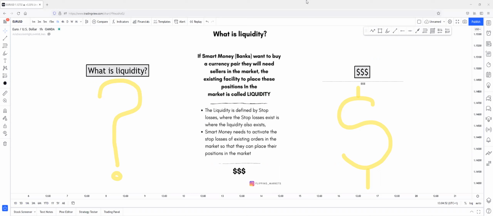The liquidity is defined by stop losses. Where the stop losses exist is where the liquidity also exists. Smart money needs to activate the stop losses of the existing orders in the market so that they can place their positions in the market. Okay, let's see some examples for this.